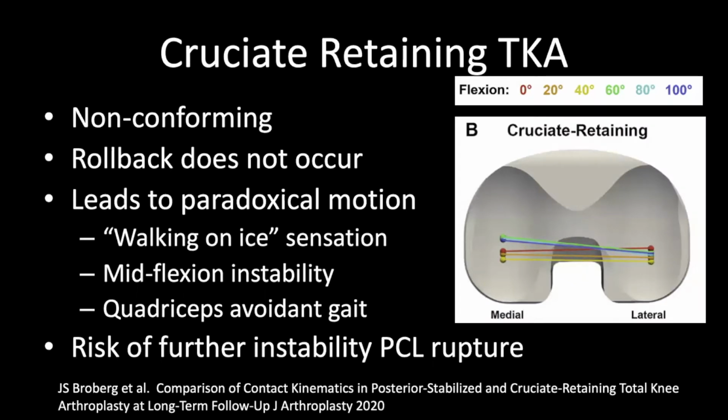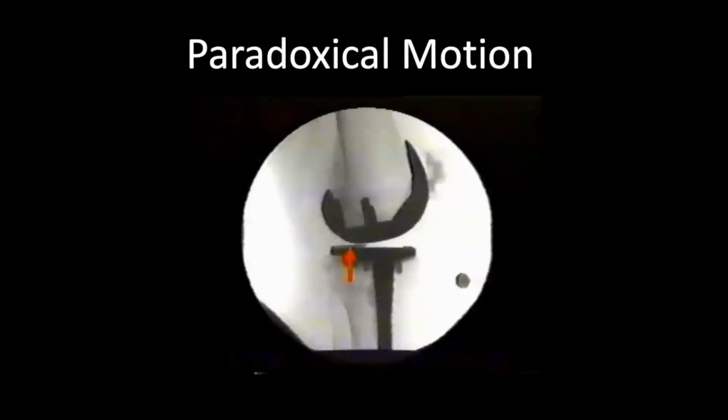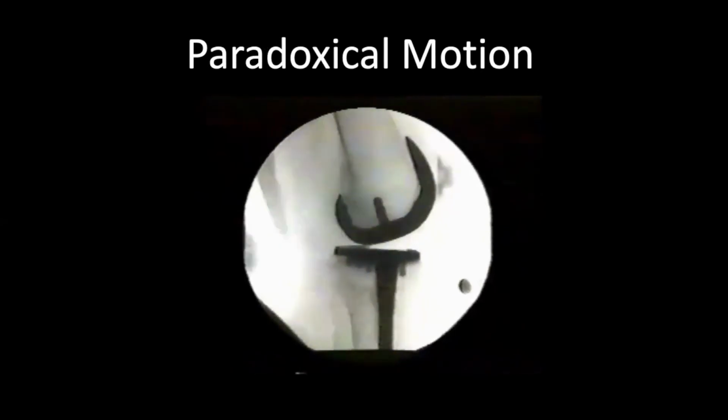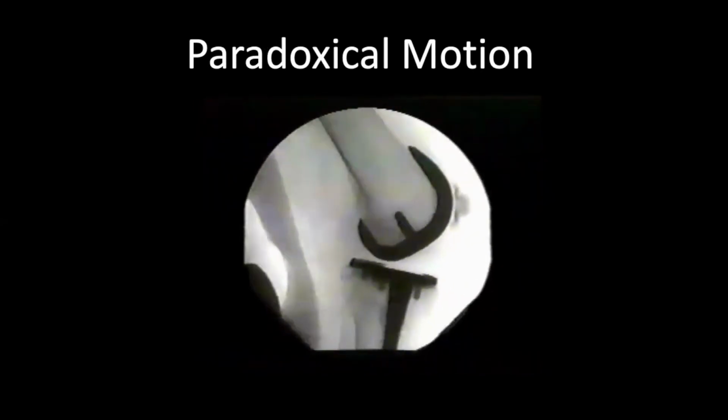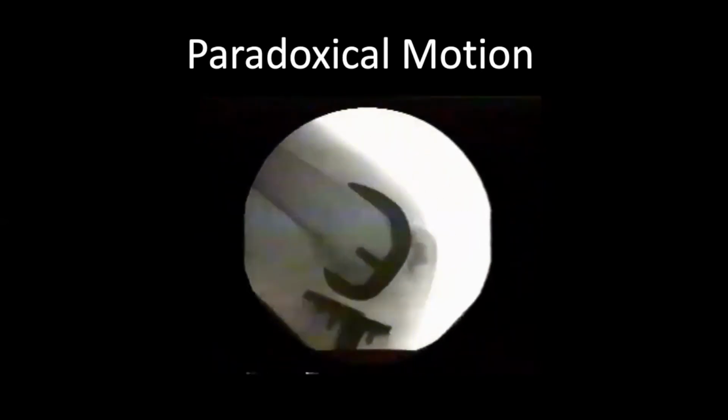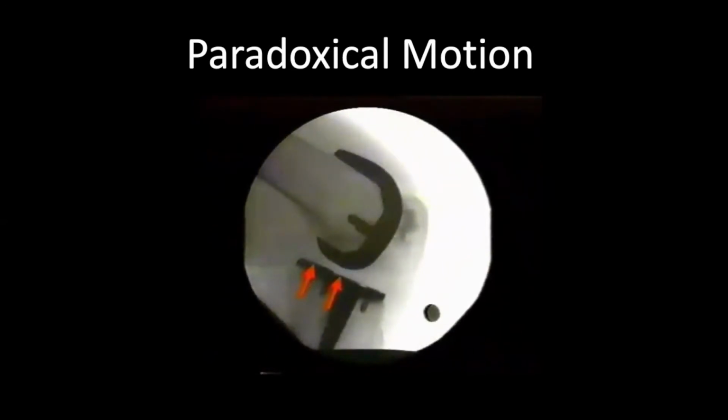When we look at cruciate retaining total knee arthroplasty, this is a non-conforming bearing, and we have seen that rollback in fact does not occur, but instead leads to paradoxical motion, which has been described as a walking on ice sensation and can lead to mid-flexion instability, quadriceps avoidant gait, and the potential for risk of further instability with PCL rupture. If you look at the diagram to the right, red represents 0 degrees of flexion, where dark blue represents deep flexion. And what we see is that the femur actually slides forward in relation to the tibia with the cruciate retaining bearing. Now, this is demonstrated by the video here. If we pick this point on the femur, you can see that as the knee goes into flexion, the femur actually slides anteriorly in relation to the tibia. This is paradoxical motion that has previously been described, and the knee constraint is only provided by the extensor mechanism holding the femur in position.